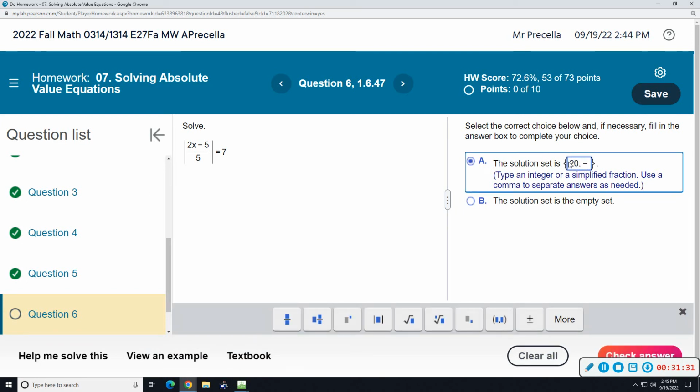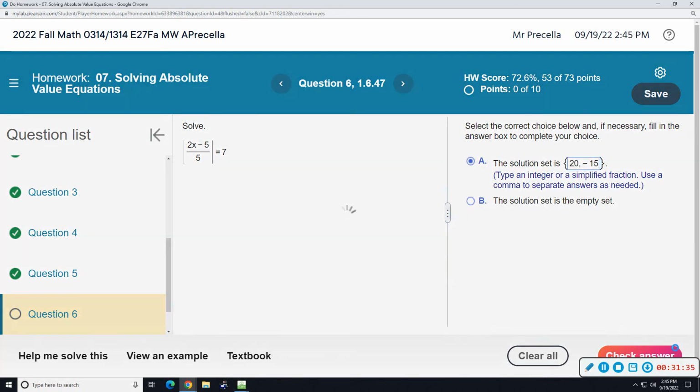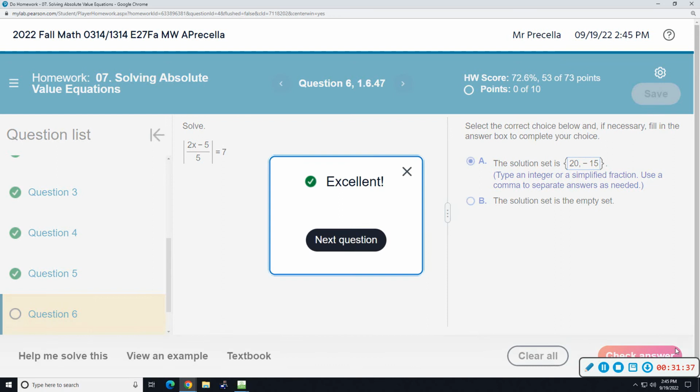Comma negative 15. Any questions? Just keeps getting easier and easier. Well, number 7 is the last one, so the hardest one. The last one's always the hardest, isn't it? Let's see.